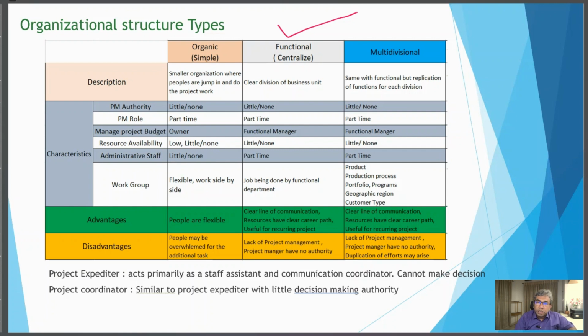Then multidivisional is another structure type. It is similar to functional, but it has multiple functional departments. It's just a replica of the functional structure. Multiple functional departments work together, okay. That is not common here. Also, the functional manager takes all the authority. The PM is still in a part-time role, okay.